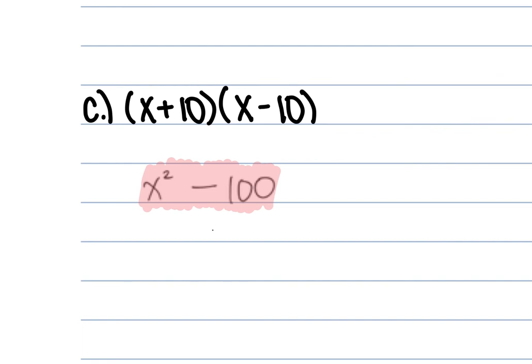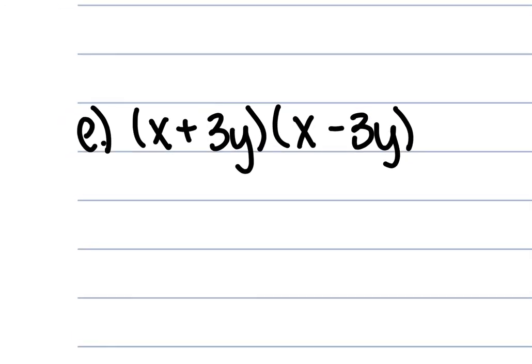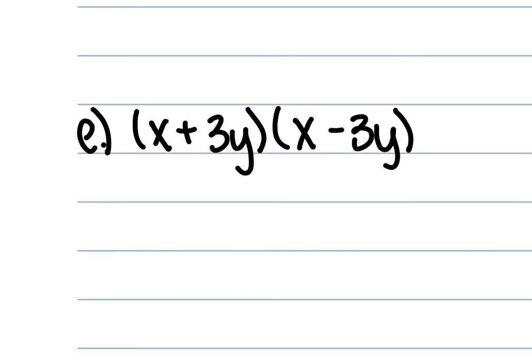All right, check your answer to C. Should have been x squared minus a hundo. D, you should have gotten 4x squared minus 1. I always forget to put E, x plus 2x. The answer to E should have been x squared minus 9y squared. Okay.